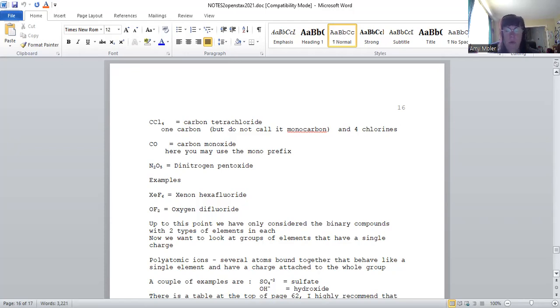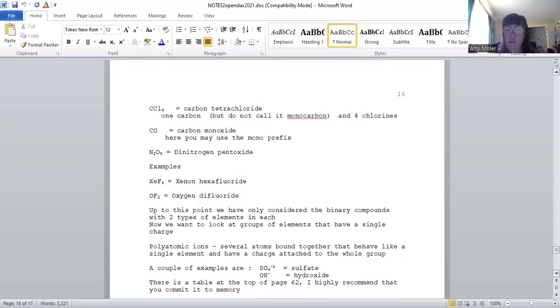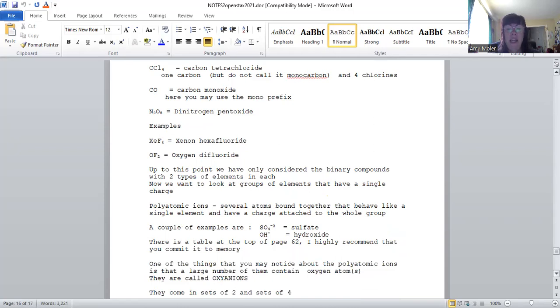N2O5. So this time I've got more than one of my first element. I have 2 nitrogen, so it is dinitrogen pentoxide. Again, they're kind of deleting one of the vowels there to make it a little bit easier to pronounce.